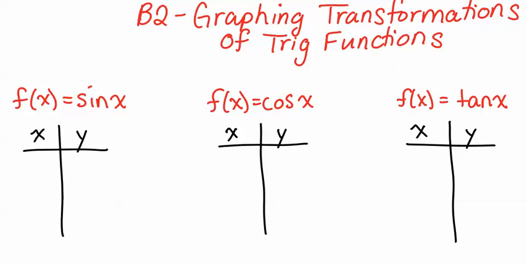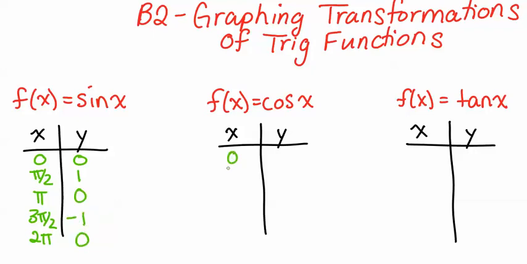Okay, here's a quick video on B2, graphing transformations of trigonometric functions. We're just going to take a look at what sine, cos, and tan look like on a graph. So we're going to pick some key points. I'm going to pick values for my angles of 0, pi over 2, pi, 3 pi over 2, and 2 pi. And if I punch those into my calculator, or use my unit circle, however you need to figure these out, I know the values of sine are going to be 0, 1, 0, -1, and 0.